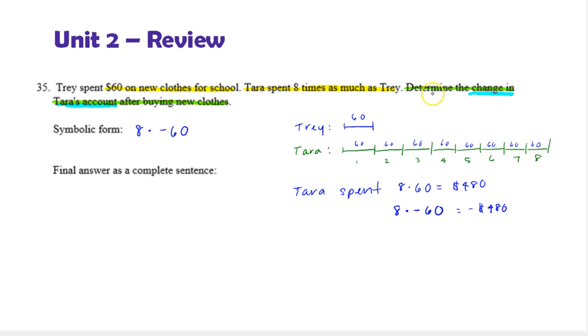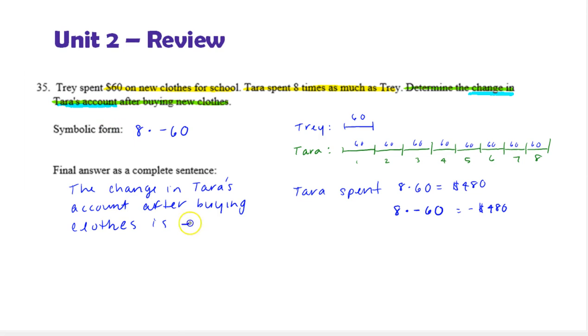So now let's answer the question. The change in Tara's account after buying clothes is negative $480. Let's look at the next one.